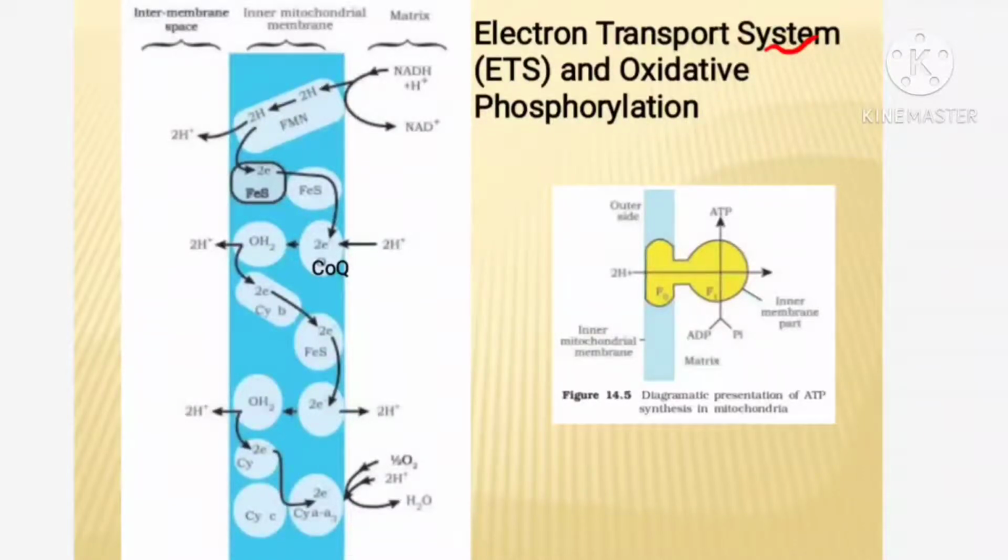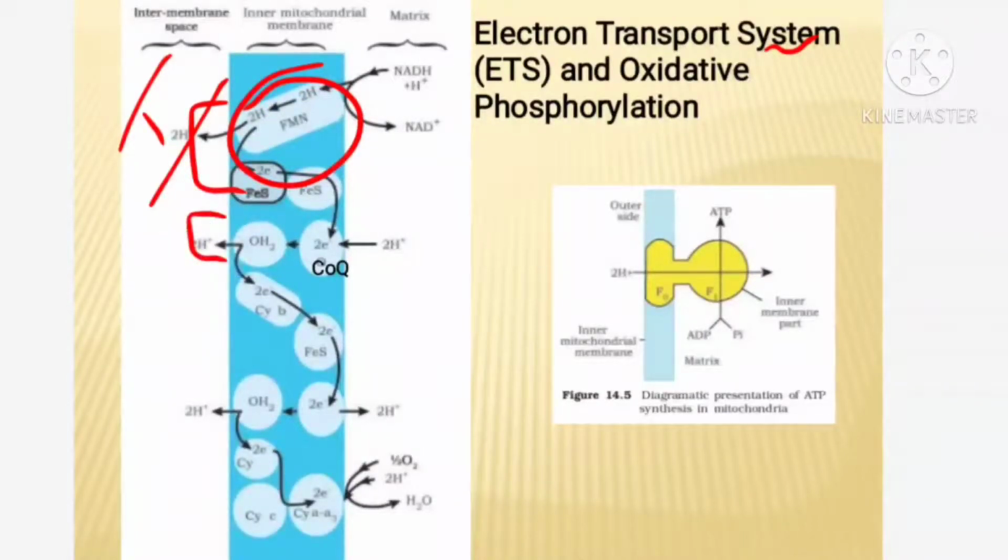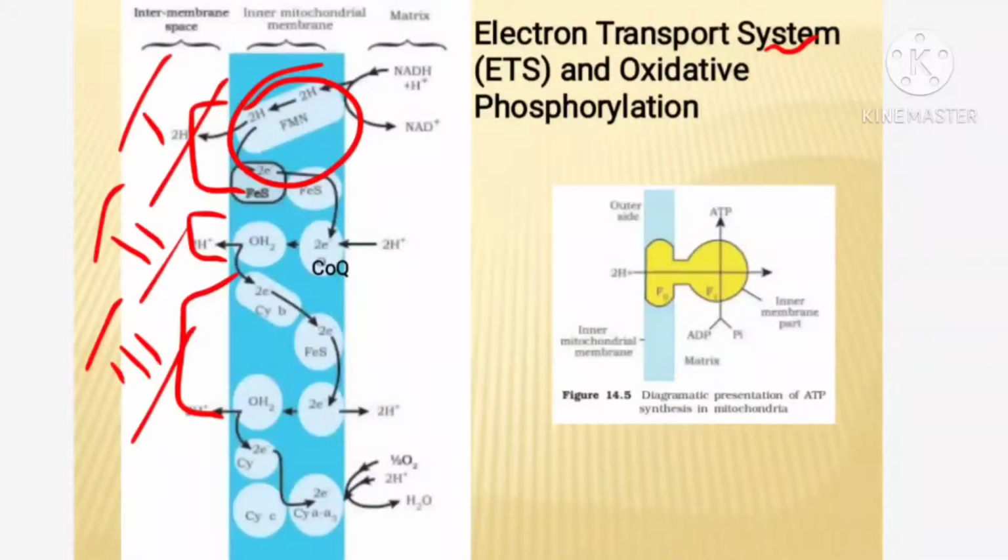How many complexes are there in this electron transport system? There are 4 complexes. Where is the first complex? This one. FMN and FeS combined together we call complex 1. This set of electron acceptors forms complex 1. This ubiquinone alone forms complex 2. Then cytochrome b, up to this ubiquinone, all the electron acceptors form complex 3. And the last one is complex 4.